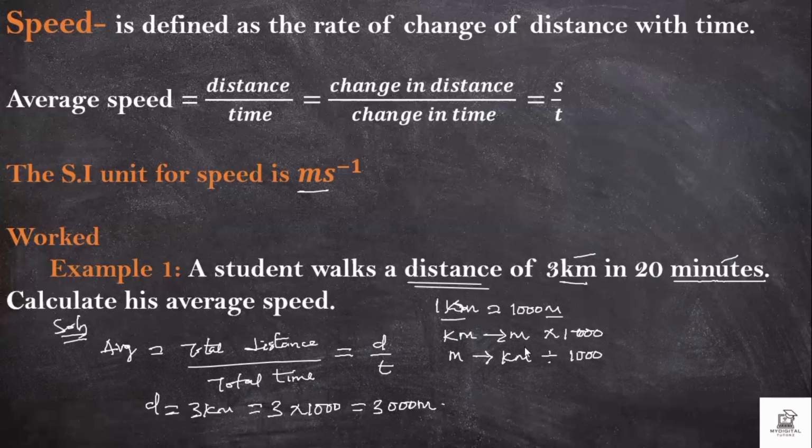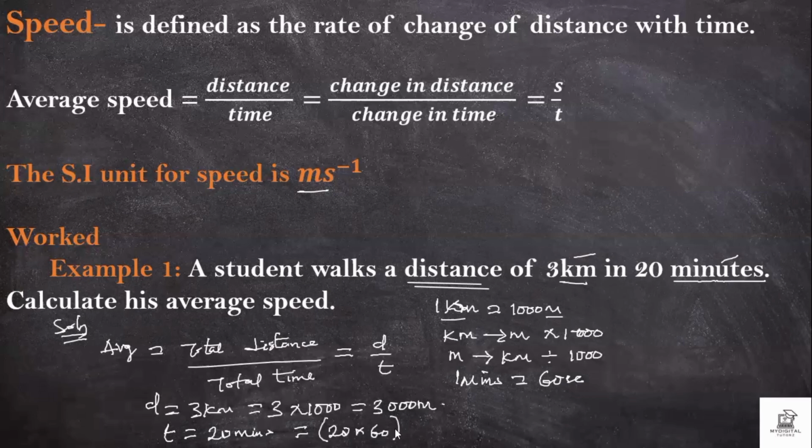Since the time T is equal to 20 minutes, what is the conversion rate from minute to second? We have 1 minute is equal to 60 seconds. Minute is bigger than second. So if I'm going to the smaller one, second, I multiply by 60. If I'm going to the bigger one, minute, I divide by 60. Now I'm converting from the bigger one, minute, to second, the smaller one, so I multiply by 60. Therefore, I have 20 multiplied by 60, which gives me 1,200 seconds. So that is the time.